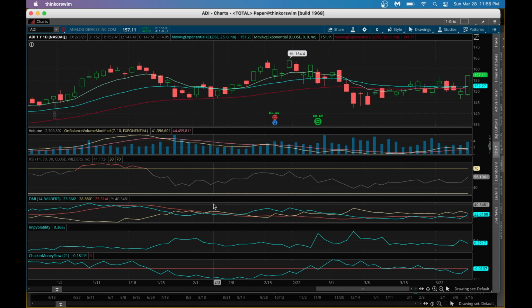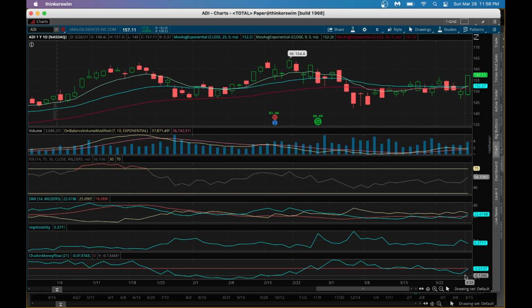volatility or momentum indicator. We've got the blue line here trying to go above the ADX line, going above the red line. That's a positive bias. And we've got Chaikin Money Flow again giving us a positive bias. So with that, I feel like, hey, this is a good trade.